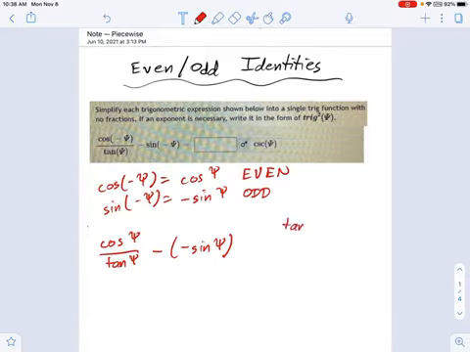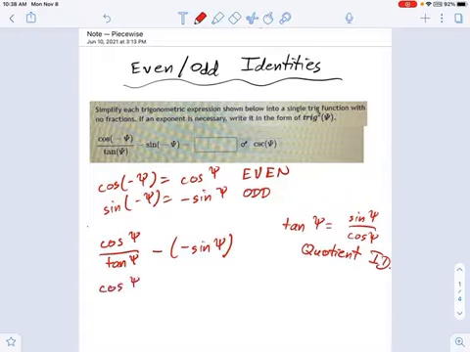I know that tangent of psi is equal to sine of psi over cosine of psi, right? That is the quotient identity. So let's use that one also. Let's call this cosine of psi, all divided by sine of psi over cosine psi. Okay, so that's looking a little ugly now. But over here, at least, it's just a nice, simple plus sine psi.